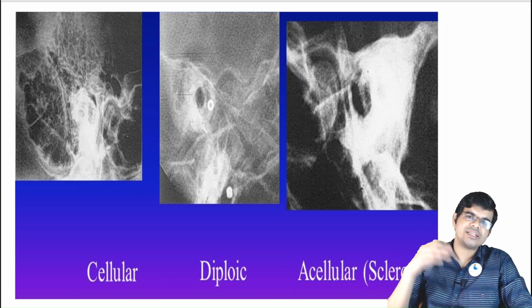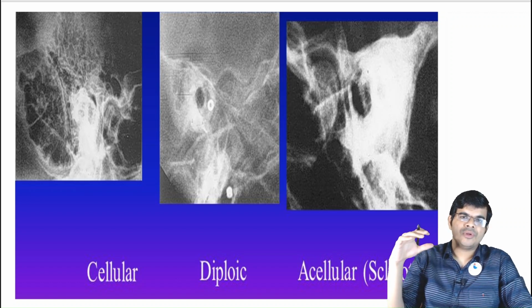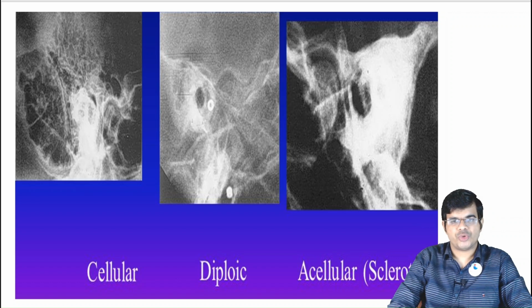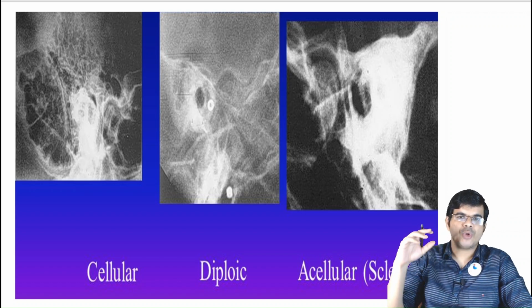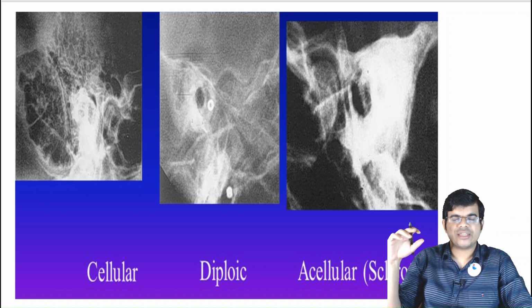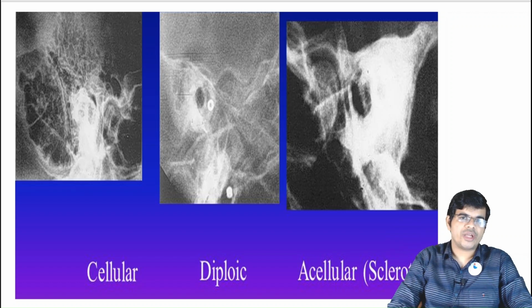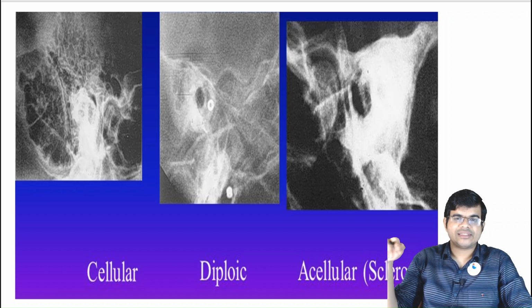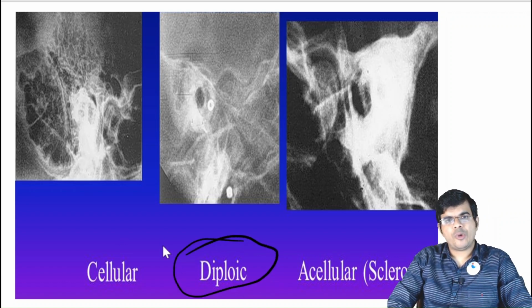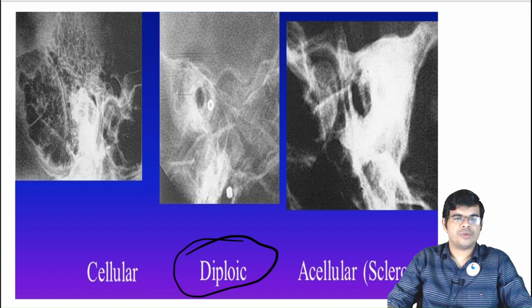When the pneumatization is well developed, it can result in a cellular mastoid. When the pneumatization is not at all occurring, or failed to develop due to some causes such as infection, it can result in a sclerotic mastoid, or as you can see here, an acellular mastoid. So there will be no cells, it will be completely opaque, as you can see here. When it is partially opaque and partially cellular, it is called the diploic mastoid.